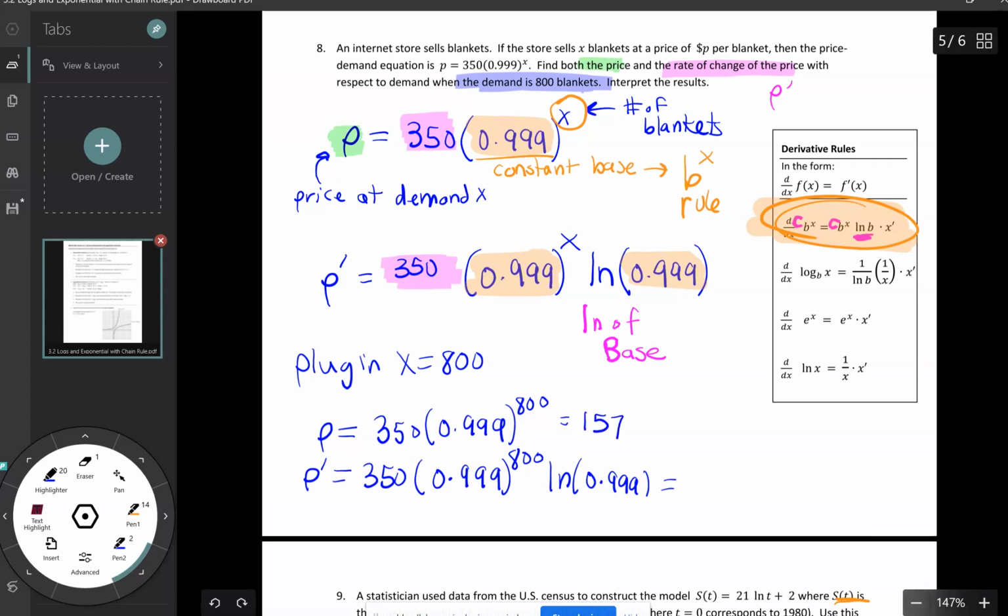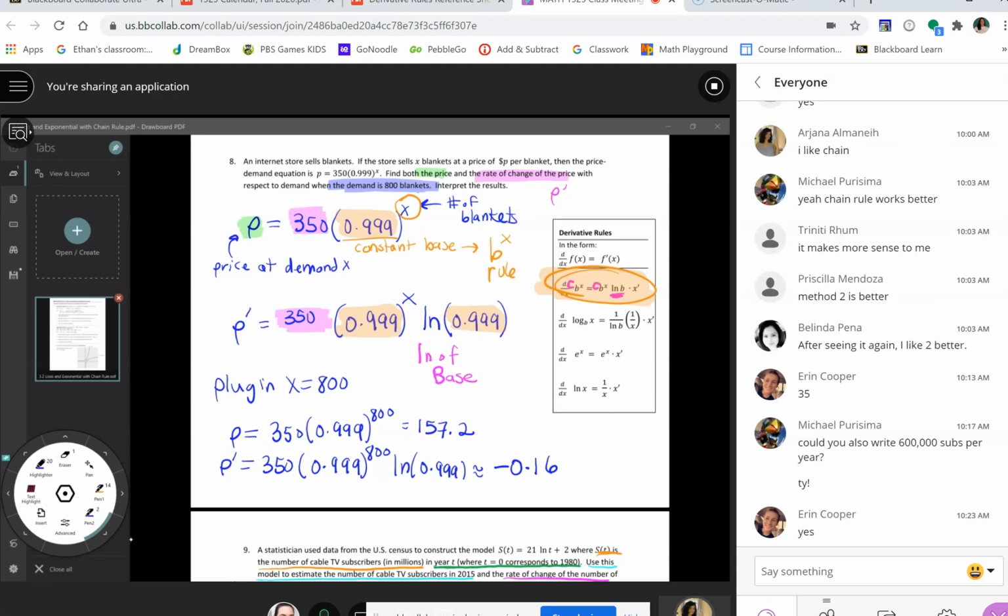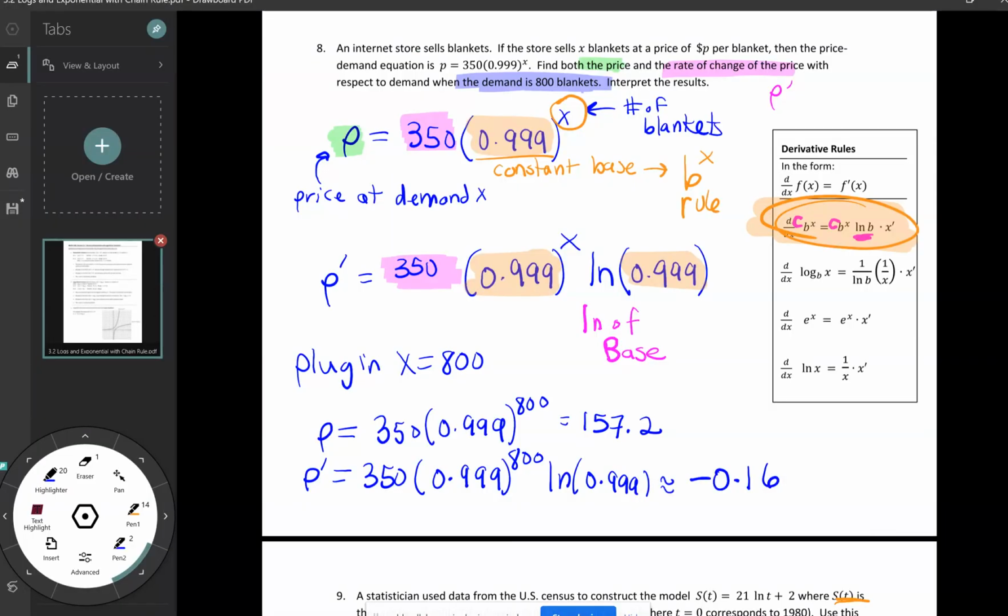Okay, 157.2. Hopefully I did that right. Oh God, this is hideous. And then I got negative 5.6. I guess I'll round because it's money. So it's rounded. I don't know. Can anyone confirm those answers? Yes? Okay, cool. So now we just have to interpret it.